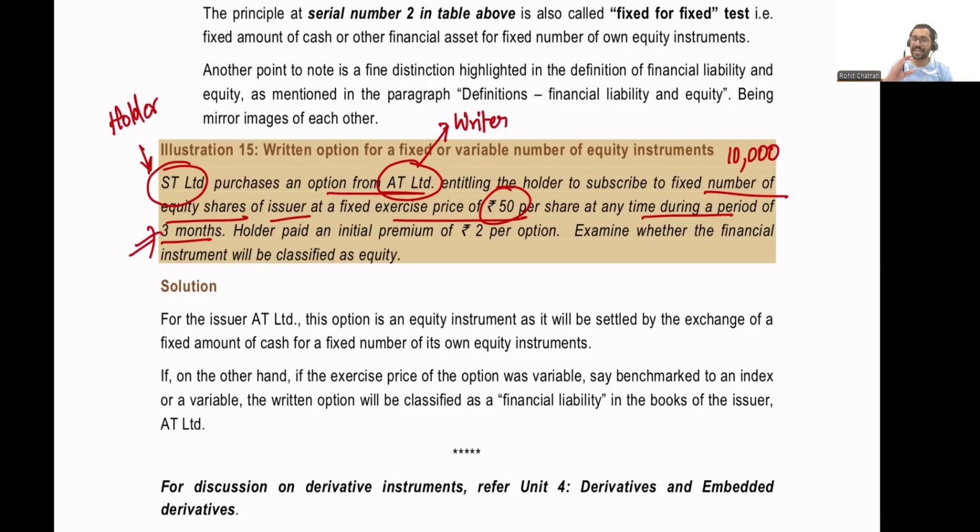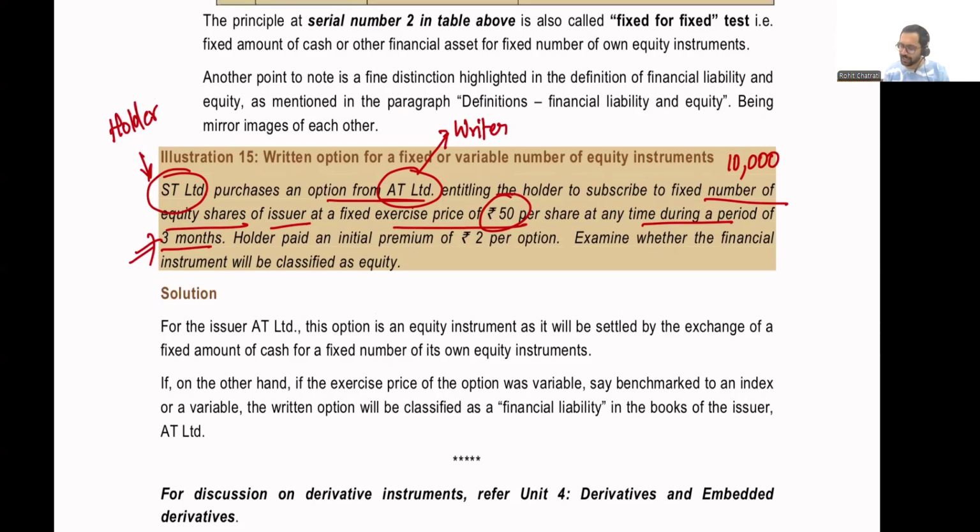So if the market price is greater than 50, let us say 60, then ST will exercise it, because it is able to purchase the shares at 50 rupees only while the market price is 60. If the market price is less than 50, then ST will lapse the option. It's not going to exercise it. In the market, the shares are available for 40. Why would it purchase at 50 rupees? So it's going to lapse the option.